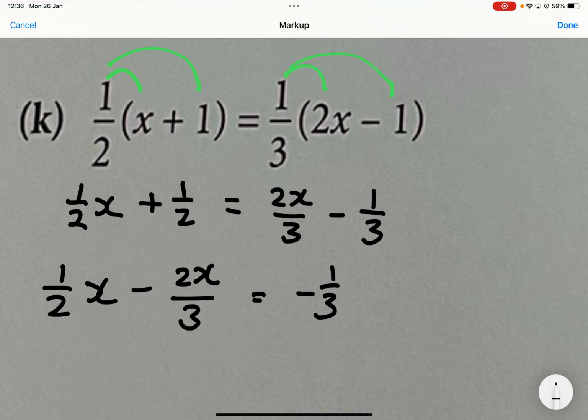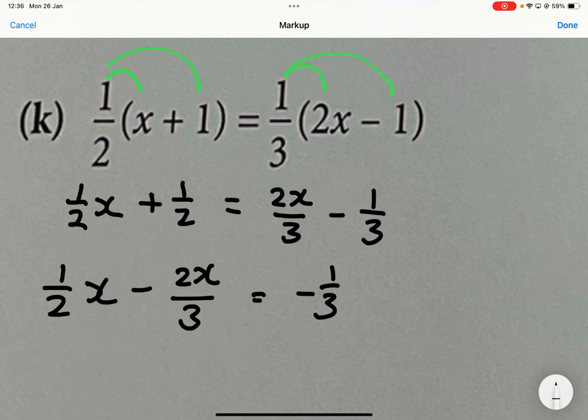But in the next step, I want all my x on the left and all the numbers on the right. So I don't want this 2x over 3 over here. To make it disappear, I need to minus it away. On the right, I minus it away, then it will disappear. But when I minus something on the right, I am writing an equation, so I want the left and the right to still be the same. So when I minus on the right, I must also minus on the left. Then I managed to put all the x on the left.